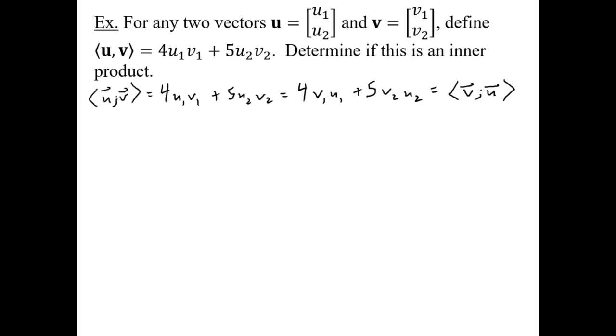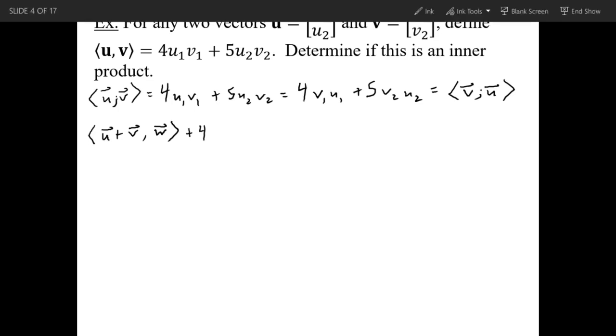Okay, the next property is we have to work with u plus v comma w, the inner product of u plus v and w. So let's plug this in. So we get 4 times, oops, that should be an equal sign.